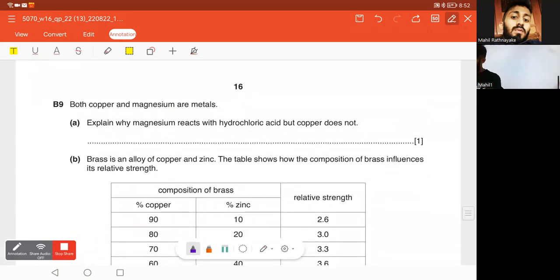Next one. Explain why magnesium reacts with hydrochloric acid but copper is lower reactive than hydrogen. Or you can write copper cannot displace hydrogen because copper is below hydrogen in the reactivity series.